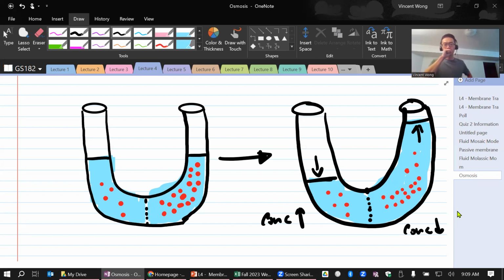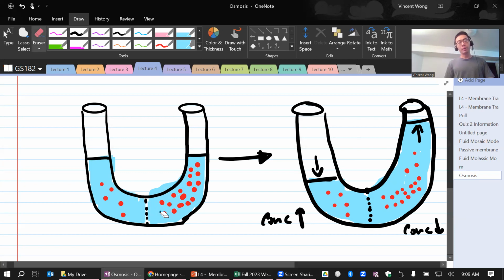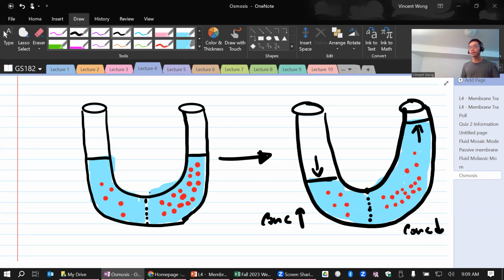How is the water getting across to the other side with the barrier? The barrier is only going to be blocking the red circles, but the water molecule is small enough to pass through. And so the water level will actually rise on the right.